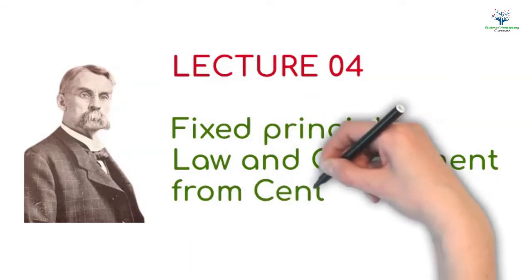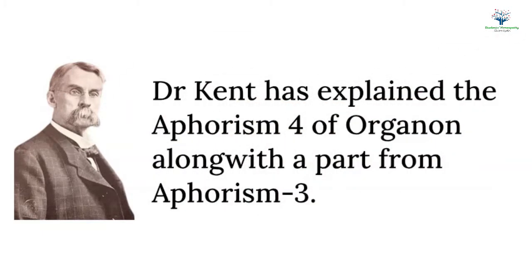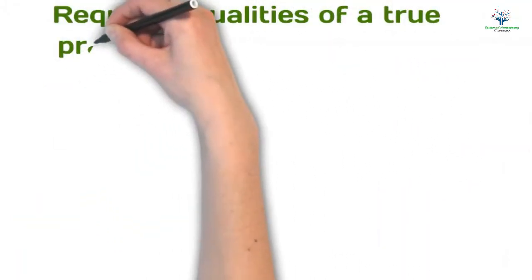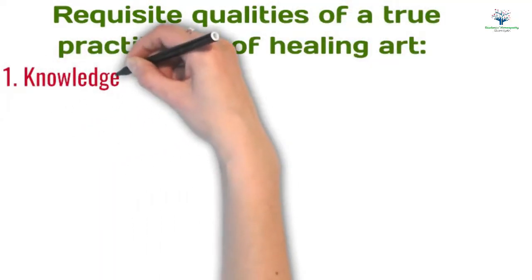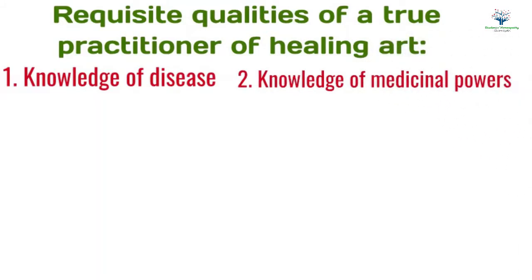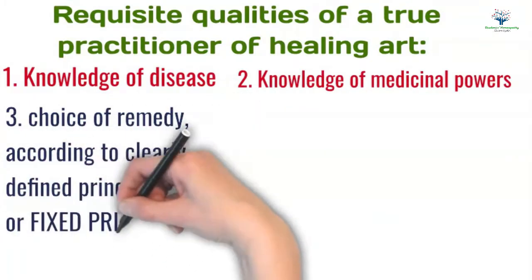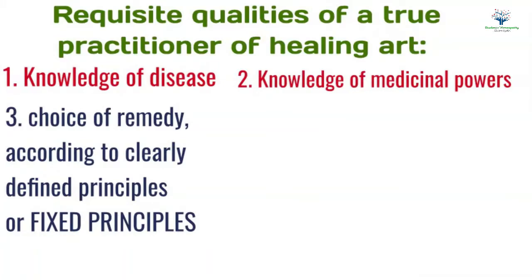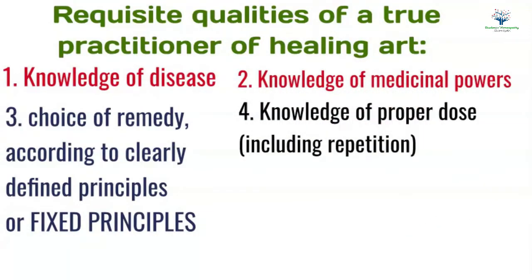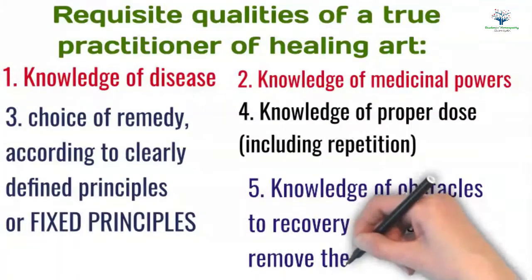In chapter 4, Dr. Kent has explained Aphorism 4 of Organon of Medicine along with a part from Aphorism 3. As we know, the requisite qualities of a true practitioner of the healing art as mentioned in Aphorism 3 of Organon of Medicine are: first, knowledge of disease; second, knowledge of medicinal powers; third, knowledge of how to adapt the above two according to clearly defined principles, or we can call it the choice of remedy according to clearly defined principles or fixed principles. Fourth, knowledge of proper dose including repetition. Fifth, knowledge of obstacles to recovery and how to remove them, which is explained in Aphorism number 4.